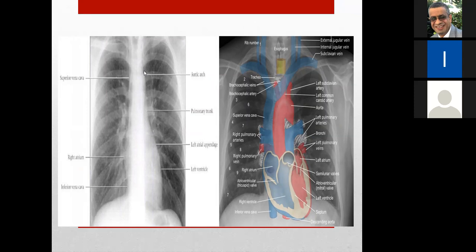On the left side, we have superiorly the subclavian vessels, and then the aortic arch, and then the pulmonary trunk. Between them is the space called the aortopulmonary window. And then more inferiorly, we have the left ventricle. Usually, the left atrium does not contribute to the border.